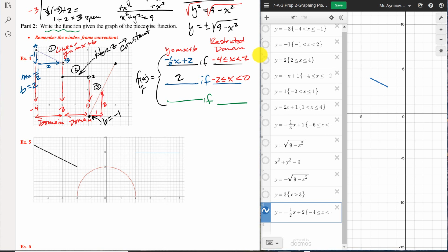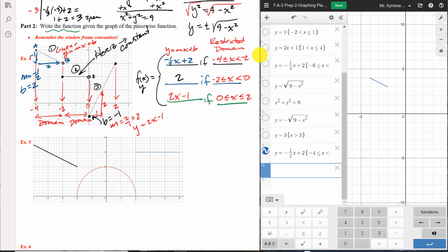So right 1, up 2. Slope is 2 over 1 or 2. So my function looks like 2x minus 1. So this is 2x minus 1 from 0 to 2. So it's closed on both sides. So from 0 to 2. So let's type that in. Let's see if we're right.